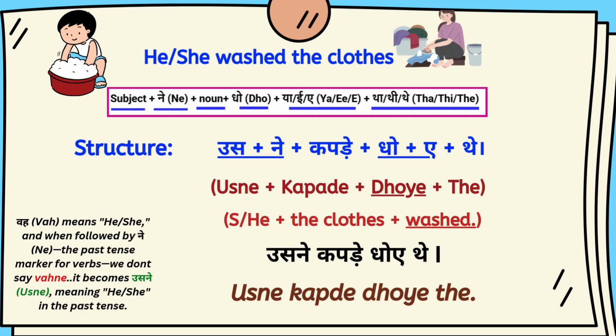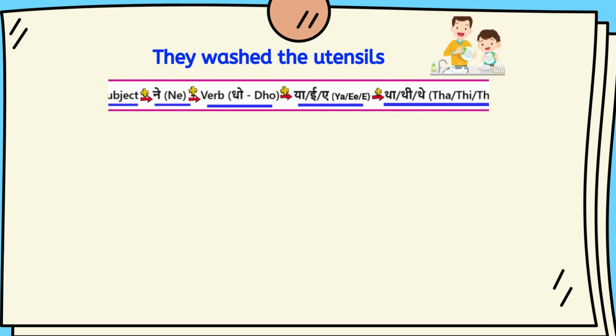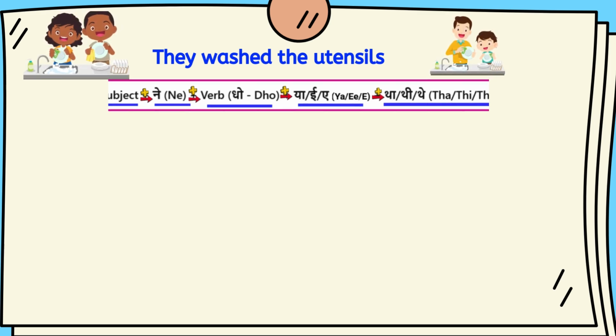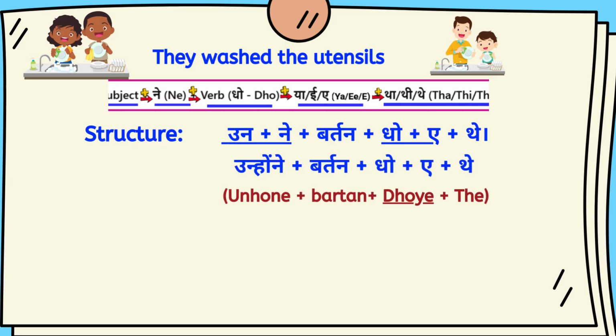Kapde are clothes. Dho, when followed by a, becomes dhoe, which is past participle form for plural masculine objects, meaning washed, followed by the, which indicates the past perfect tense for plural objects, and so it becomes usne kapde dhoe the. Now, if we have to say they washed the utensils, we would say unhone bartan dhoe the.